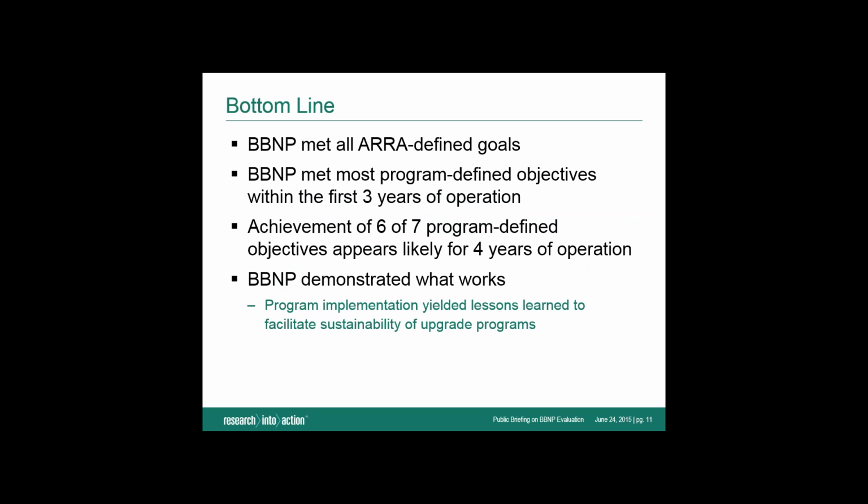Okay, bottom line, it did really well. All of the ARA-defined goals were met. Most of the program-defined objectives were met within the first 3 years, and the achievement of 6 of the 7 key program-defined objectives is likely at the end of the 4 years, but those were not verified. BBNP did demonstrate what works. There are lessons learned, which we'll discuss, which Danielle referenced earlier, that do help facilitate sustainability of upgrade programs, and that can be important for the entire energy efficiency industry as well as DOE.